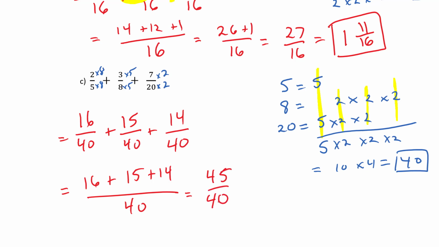Ask yourself now, is this in simplest terms? No, it's not. I can see a 5 can come out of the top and a 5 can come out of the bottom. When we do that, we get 9 over 8. Now, this fraction is in simplest terms, but again, it is an improper fraction. The numerator is larger than the denominator. So what we can do is convert that to a mixed number. And here we have 1 and 1/8, final answer.